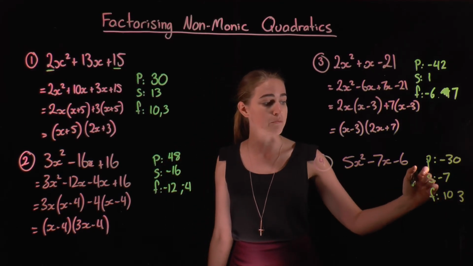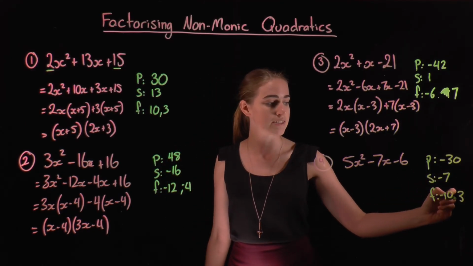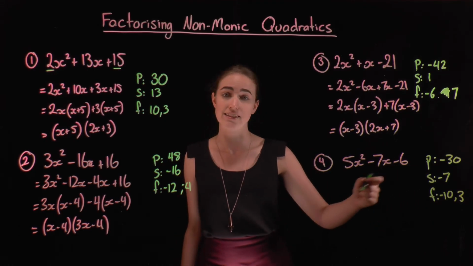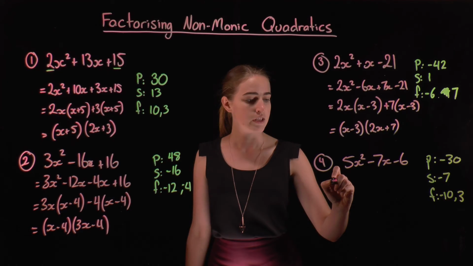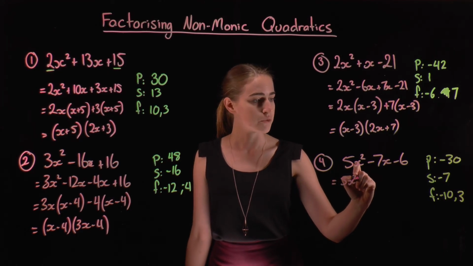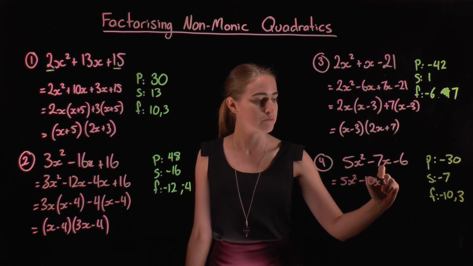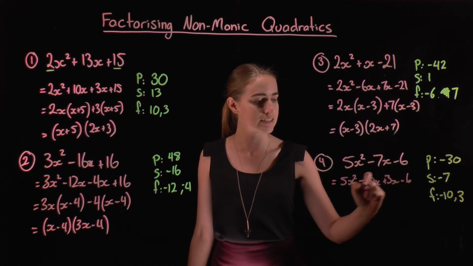And we want to end up with a minus 7. So we're going to have a minus 10 and a plus 3 to get us our minus 7. So then we can split that term in the middle. So we're going to have 5x squared minus 10x plus 3x minus 6.